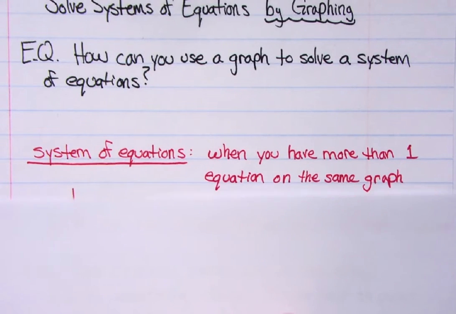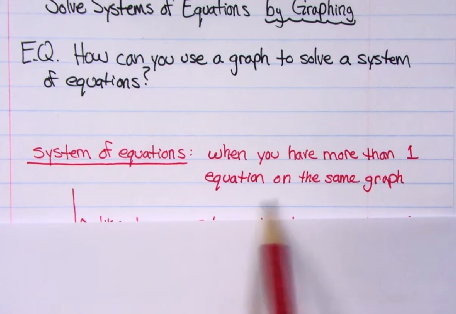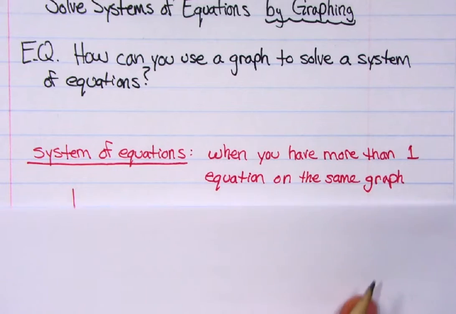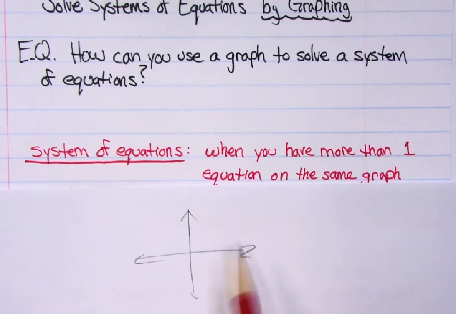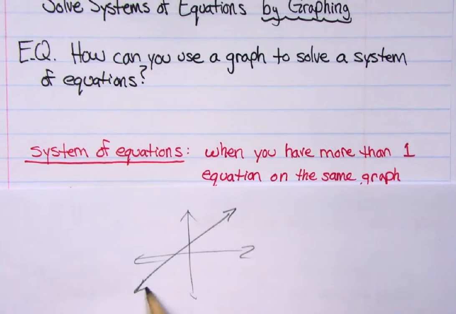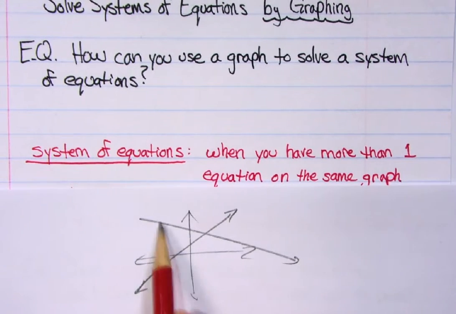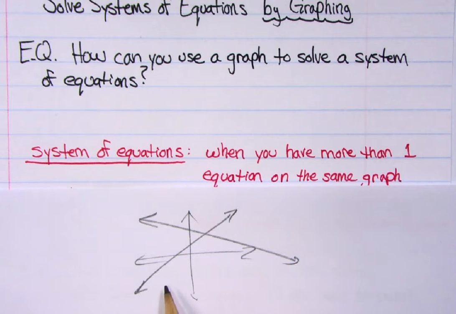Well, first you probably want to find out what a system of equations is. That's when you have more than one equation on the same graph. Okay, so you're going to have multiple lines. Just a quick reference, if you have a graph and here's one line and now I have a second line. So this is called a system of equations, and what we're looking for is that key part. Where do they cross? Okay.